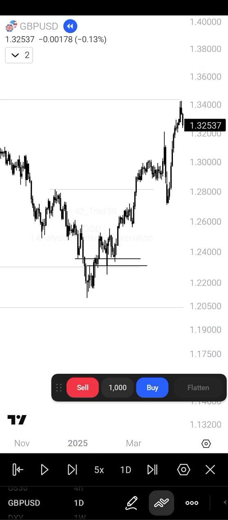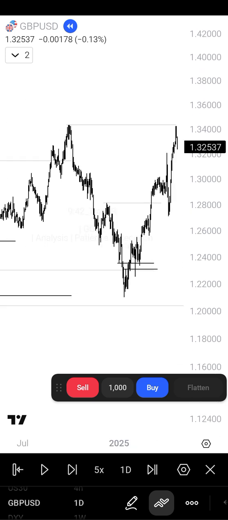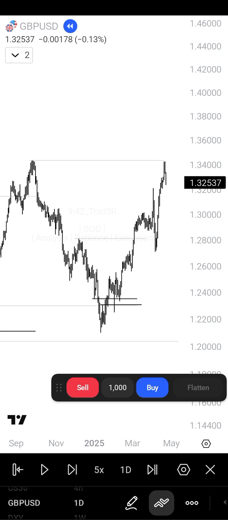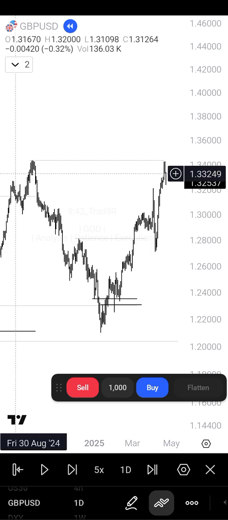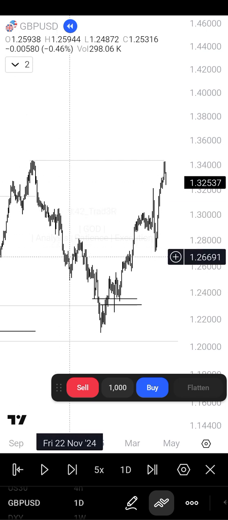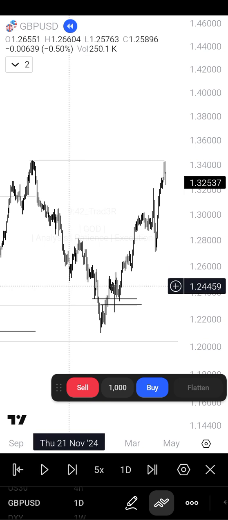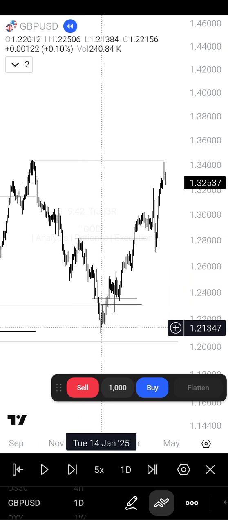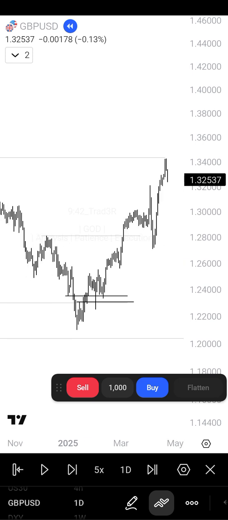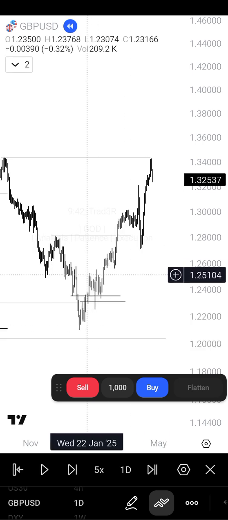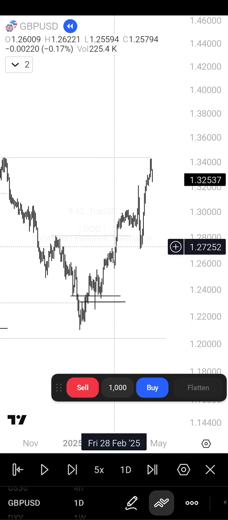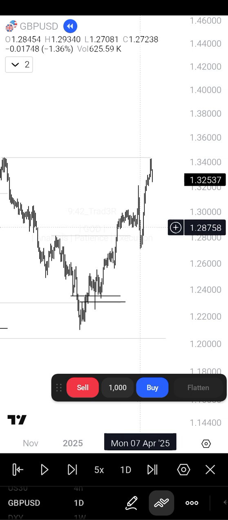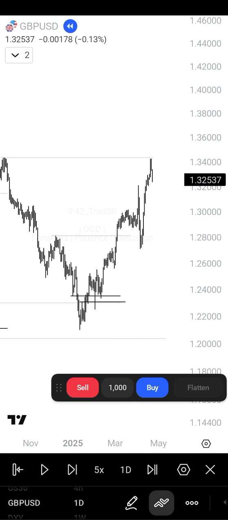So you can see how the trend on the daily time frame flipped from rejecting old highs, rejecting old highs, rejecting old highs, and breaking and closing below lows, towards now rejecting lows, failure swing here, and breaking and closing above old highs, rejecting lows, breaking and closing above old highs, rejecting lows, breaking and closing above highs.